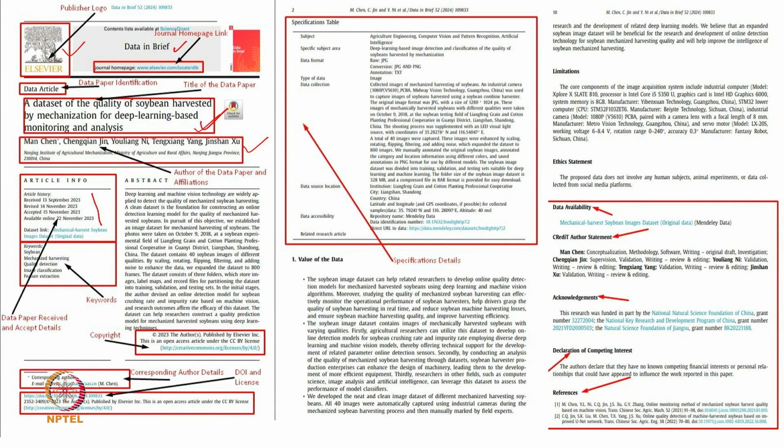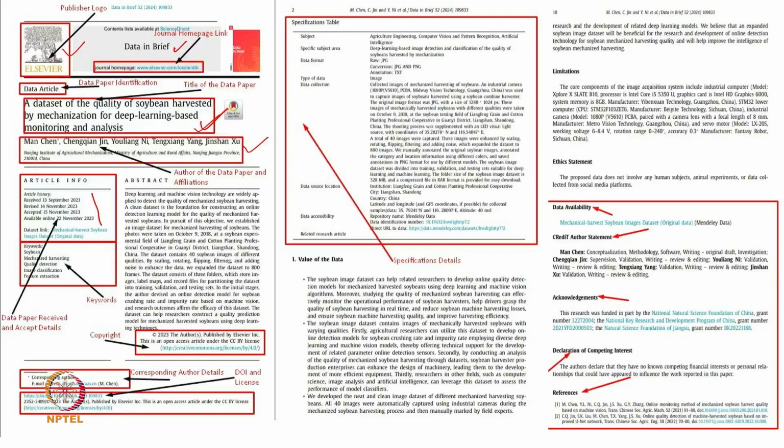For this particular data paper, the whole history is given. This data paper was received in September 2023, then it was revised in November 2023, then accepted in November 2023, and finally it was available online on 22nd of November 2023. So these kinds of dates, which generally describe the history of the article, vary from journal to journal. Okay.